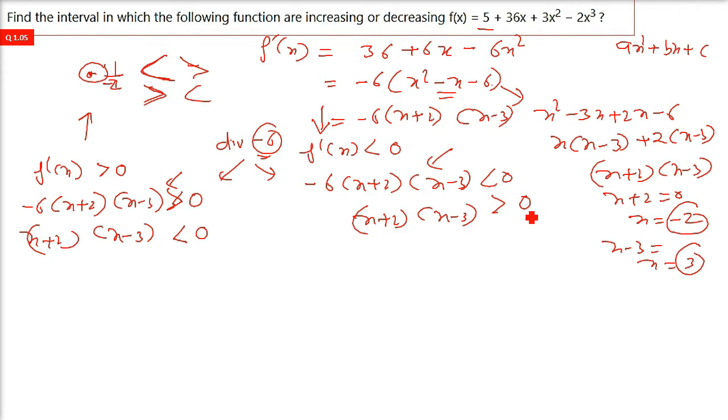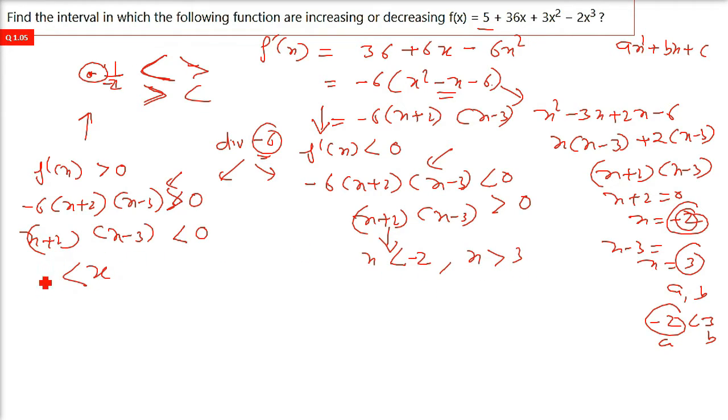(x plus 2) and (x minus 3) multiplied greater than 0 means x should be, which one is lower, which one is higher? Please remember, -2 is lower and 3 is higher. So minus infinity to minus 2 is one interval and 3 to infinity is another interval, which I can very well say. So A and B, I told you, A is -2 and B is 3 here. A is less than B. So x is less than -2 and x is greater than 3. What about this one? It has to lie between -2 and 3 as per the previous discussion.